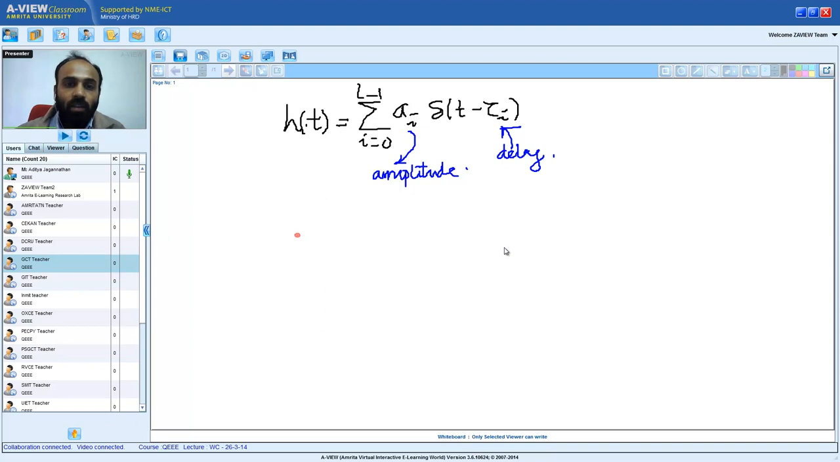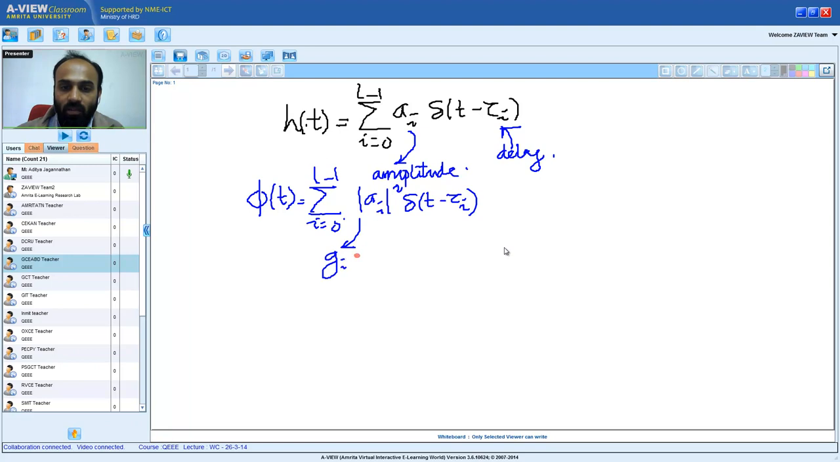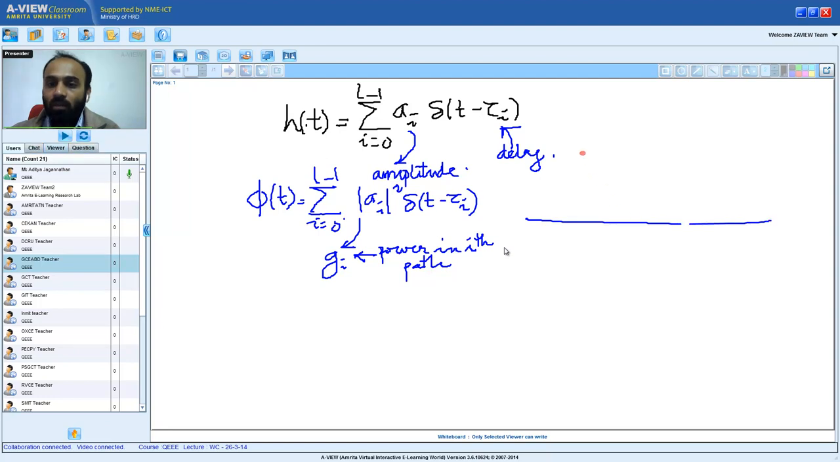Now I can also look at the power that is arriving in each component. So I can represent the power profile, if I call this phi of t, as the sum from i equals 0 to L minus 1 of magnitude a_i squared delta(t minus tau_i). This magnitude a_i squared, which is g_i, is the power in the ith path. And therefore we said we can also construct a power profile.